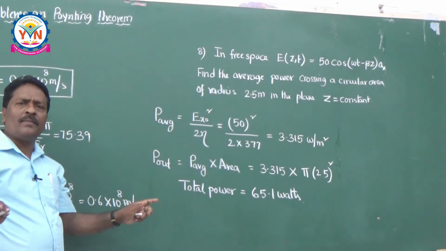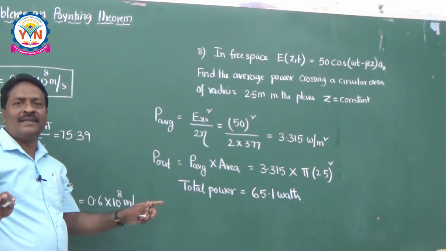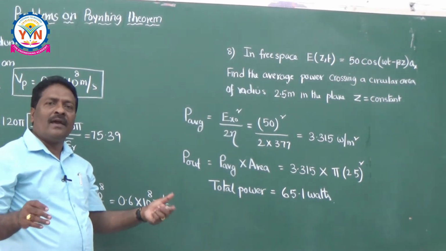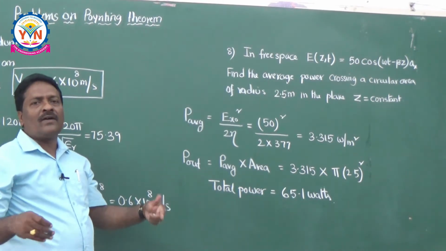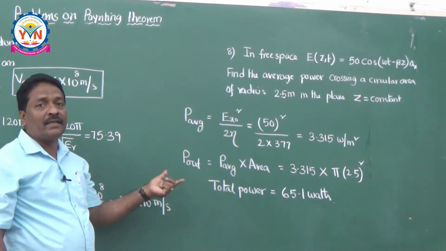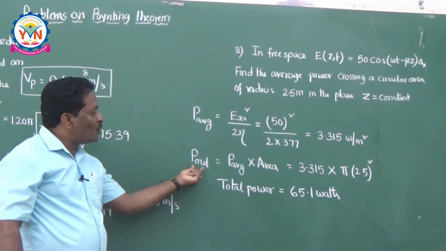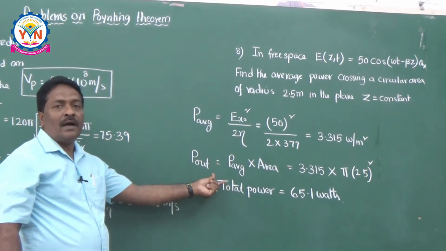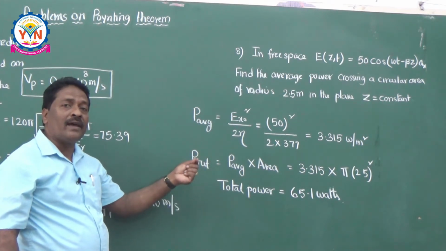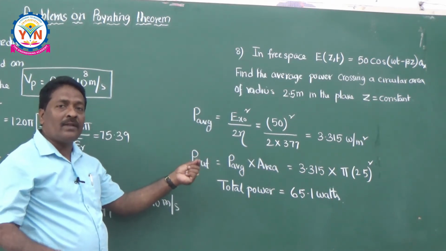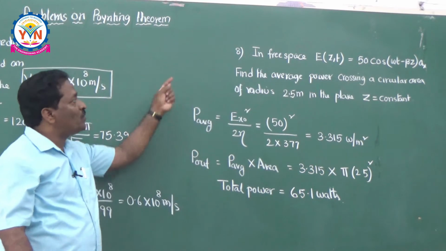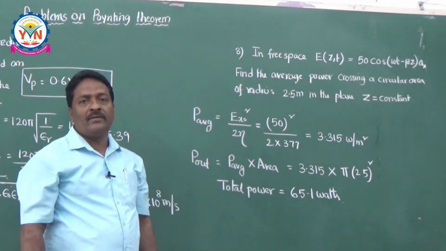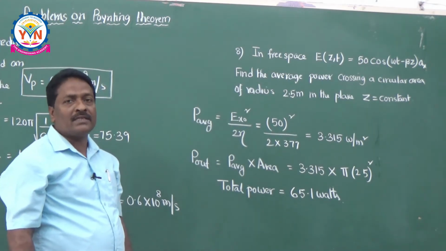For all the problems, if he is asking the average power, it is Ex naught square by 2 eta, or otherwise half into H square into eta. After getting all these things, the only thing is you have to know the appropriate formula at the appropriate time. And the technique is always for getting the value of eta. So please try to understand in which material, in which medium the problem is given. Okay? So let us see the next problem.